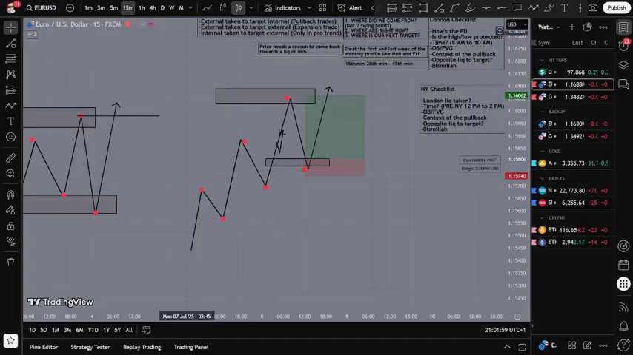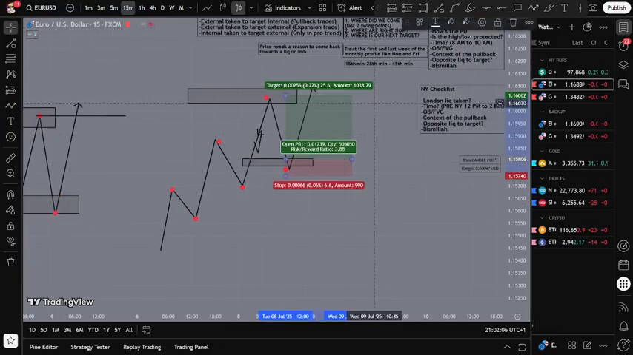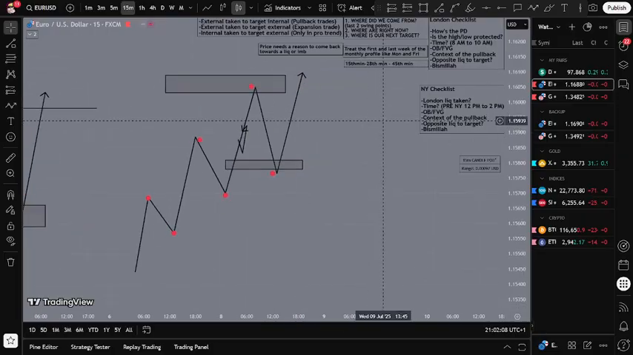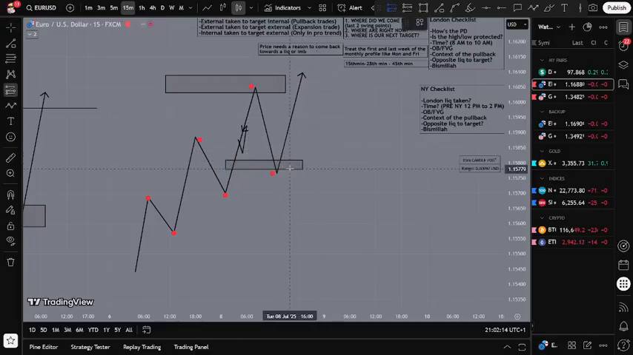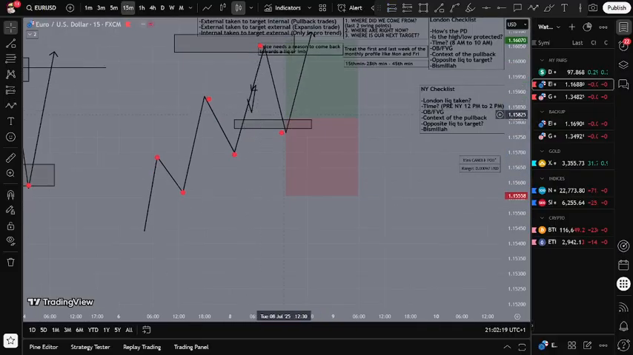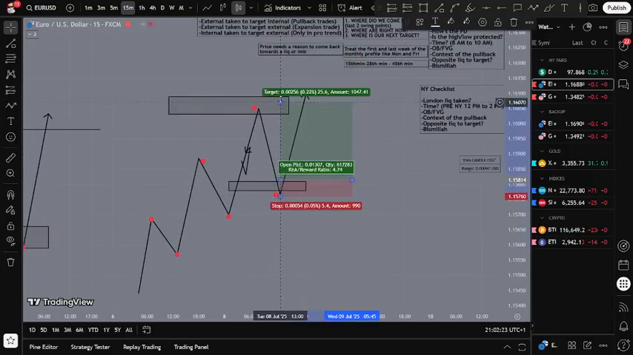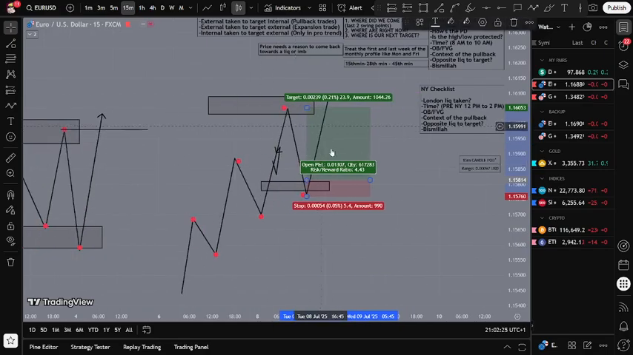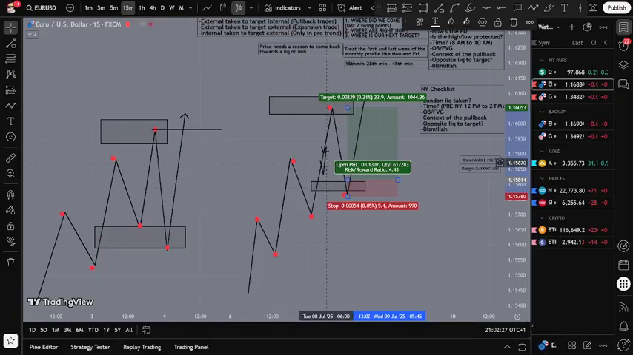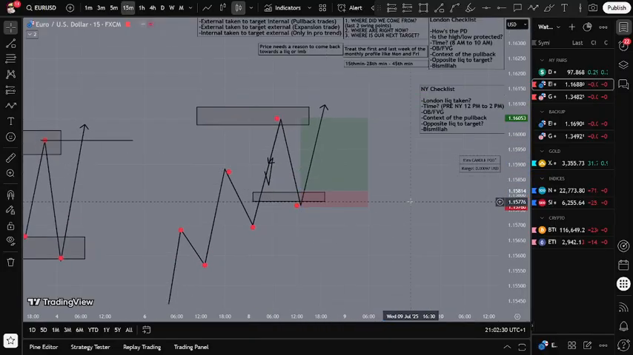Third one, internal taken to target external only in pro trades. So this is a bit complicated, but still. Let's say price is here now, right? And before it goes higher, obviously it has to take this. And let's say it gave you some entry model over here. It took internal for it to target this external. So this one also gives you a bit of high risk to reward. Not as high as this one, but it's still a bit high.